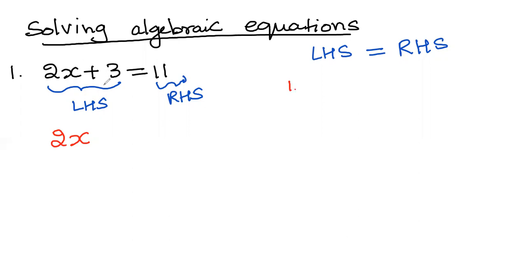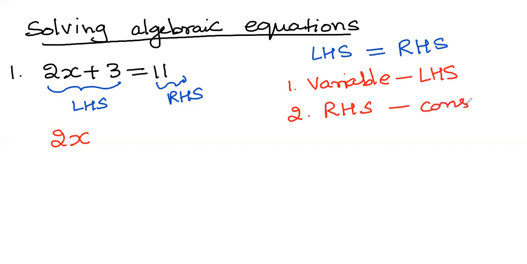you should see to it that the left-hand side has the variables and the right-hand side, you can have constants. So what are constants? Constants are the numbers without any variable. Variables are x, y, z, a, b, the alphabets we use, which will change their value.